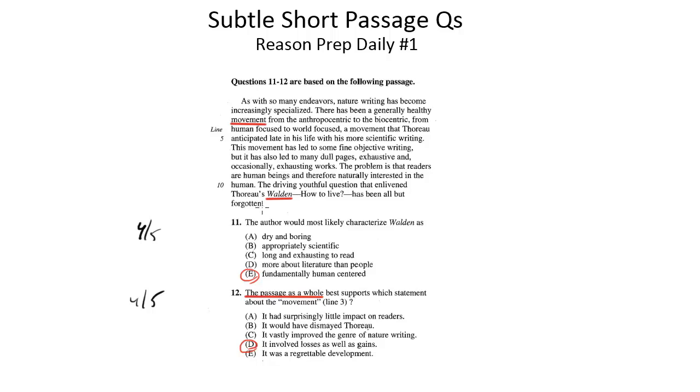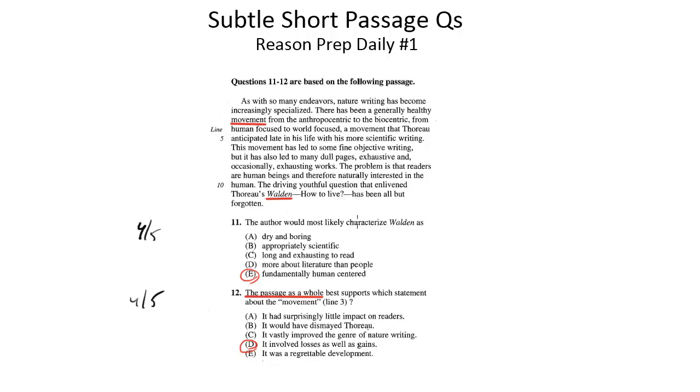First thing I'm going to do is I'm going to read through this passage. So let's do that. As with so many endeavors, nature writing has become increasingly specialized. There's been a generally healthy movement from the anthropocentric to the biocentric, from human-focused to world-focused, a movement that Thoreau anticipated late in his life with his more scientific writing. This movement has led to some fine objective writing, but has also led to many dull pages, exhaustive and occasionally exhausting works. The problem is that readers are human beings and therefore naturally interested in the human. The driving youthful question that enlivened Thoreau's Walden, how to live, has been all but forgotten.